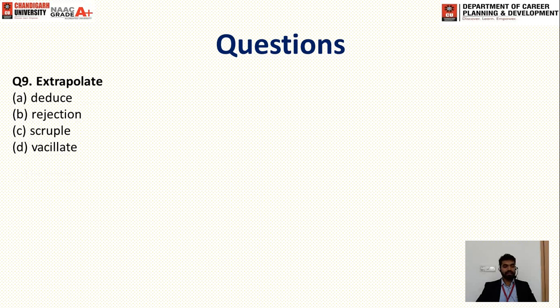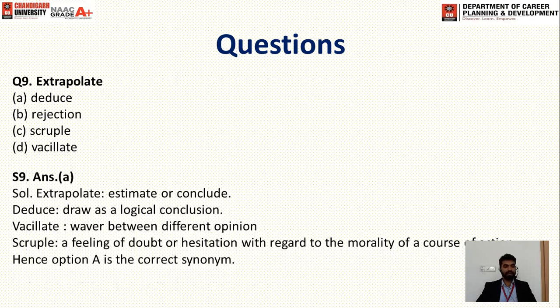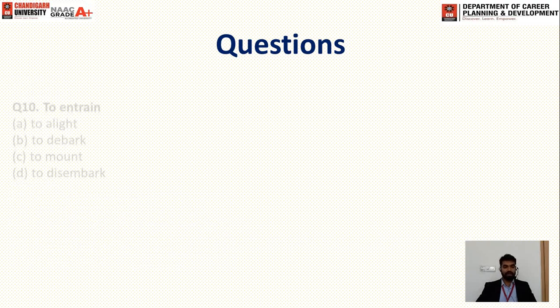Question number 9 is extrapolate. The options are deduce, rejection, scruple and vacillate. The correct answer for this is option A, deduce. Extrapolate is to estimate or conclude, the same meaning as deduce. Rejection is to reject someone. Scruple is a feeling of doubt or hesitation with regard to the morality of a course of action. Vacillate is to waver between different opinions. Hence option A is the correct synonym.